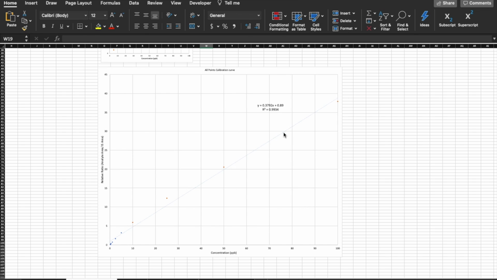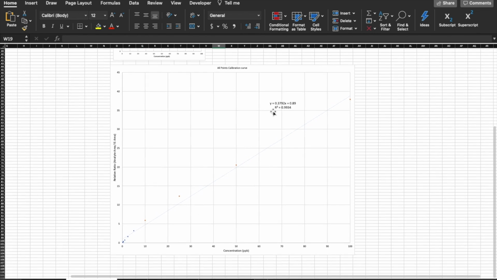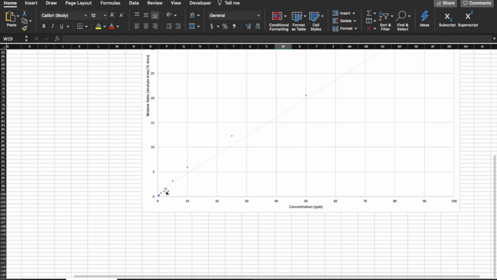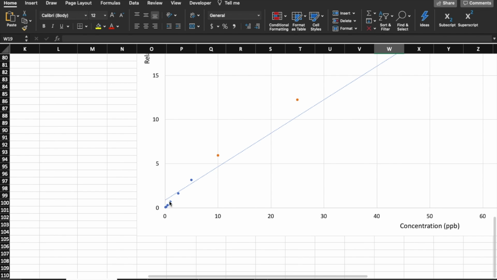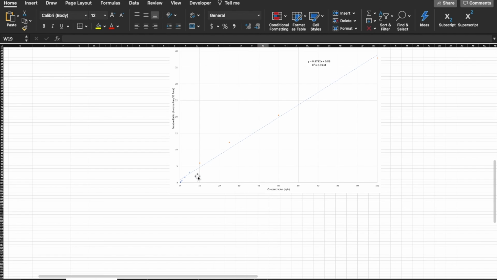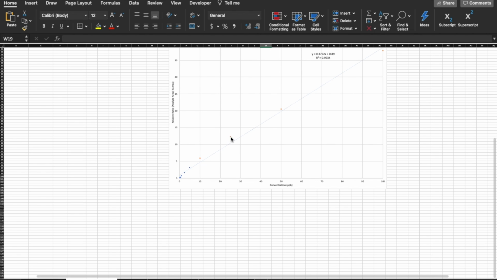If you see here, the R-squared value is pretty good, 0.9934, if we used all points. But when we look at the low values, the regression line does not well characterize these points. Same is for the high points. As I mentioned earlier, some are above the line, now further below.